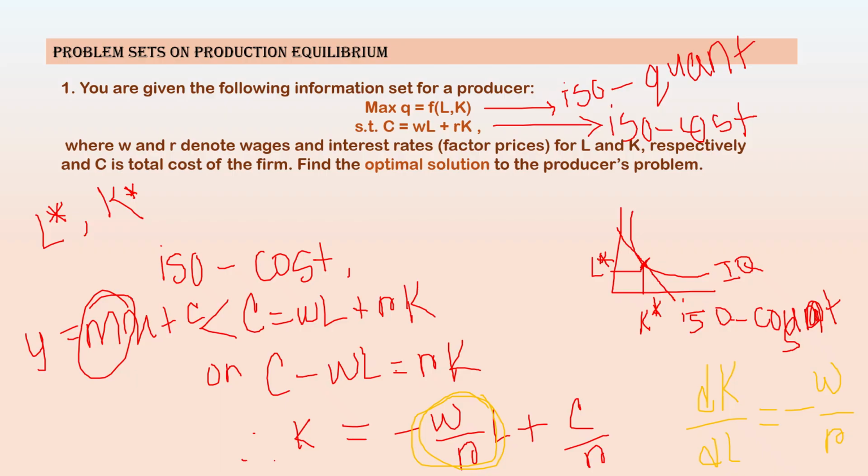Now, the slope of our IQ curve. Our IQ curve is given by Q equal to f of L and K, that is a function of labor and capital. So let's say we partially differentiate both these sides. Now the question is, why do we partially differentiate? That'll be clear in a few minutes. So let's say we partially differentiate once with respect to L and once with respect to K.